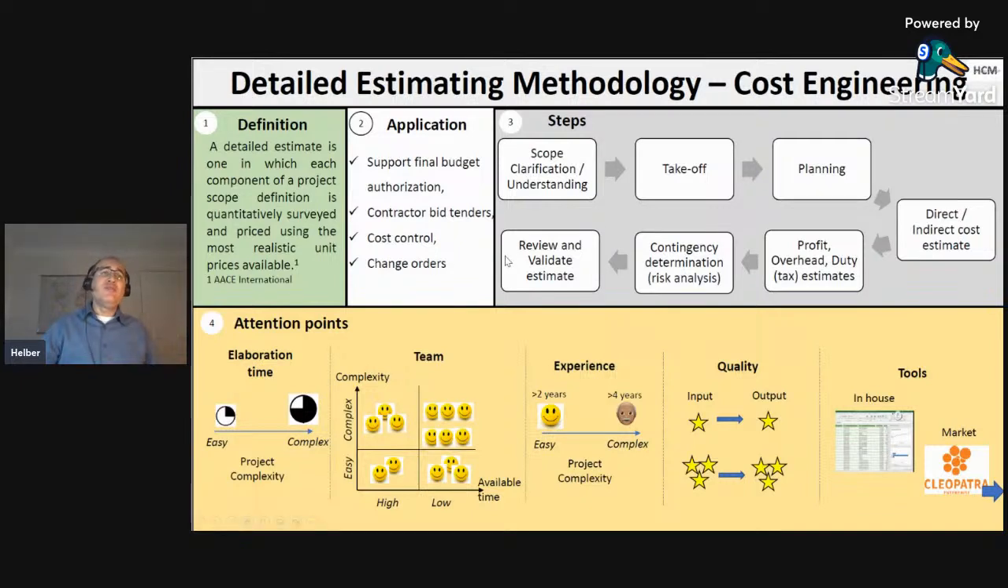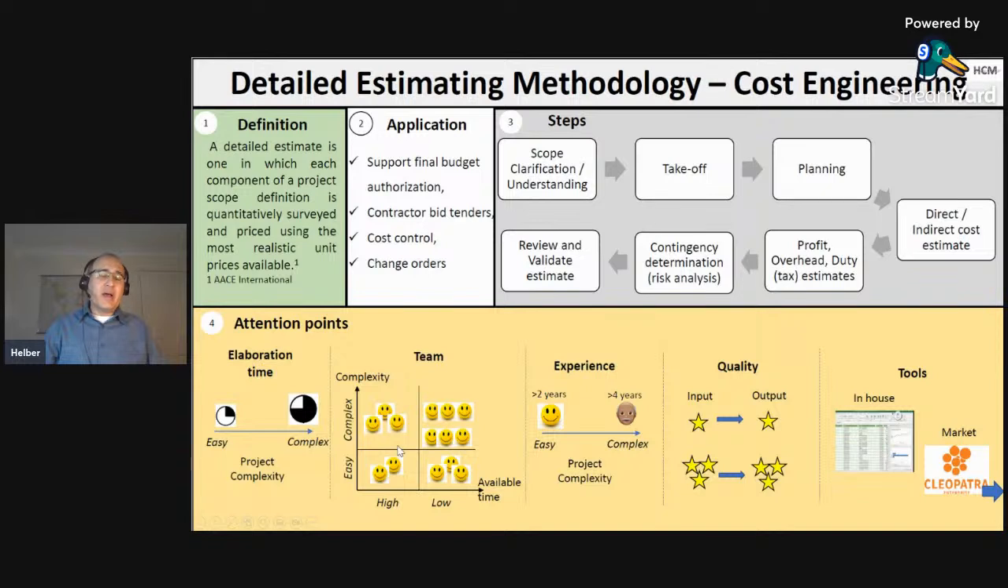And finally, you have your review and your validation. What is important? One important piece of information is the time required. If your project is very complex, of course you will need more time to build your cost, to review your cost, to validate it.